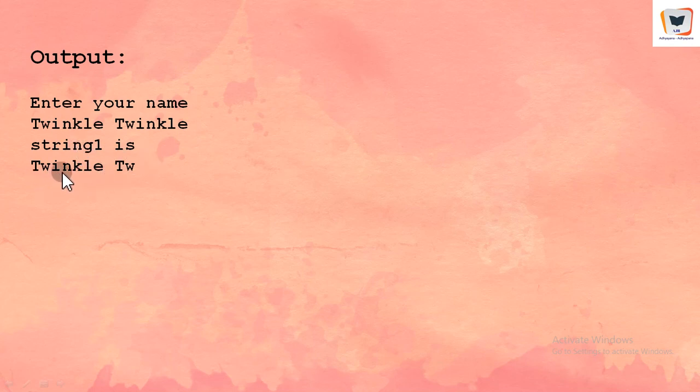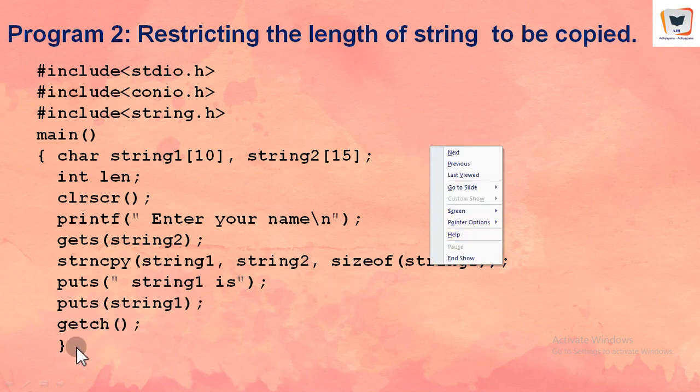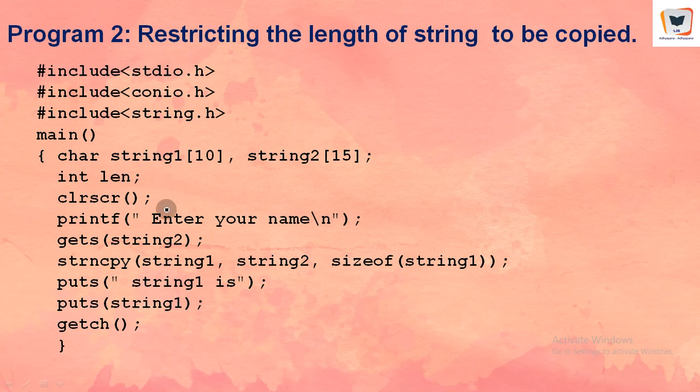See, 1 2 3 4 5 6 7, space is 8 9 and 10, and you can see string 1 can hold only 10 characters and it is being delimited by string 1. We can also do it the other way around. If we really know the number of characters that can be placed in string 1, the strncpy function can be used like this also.